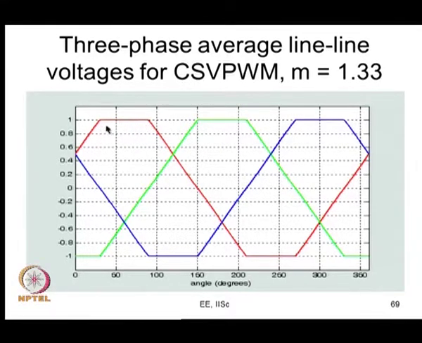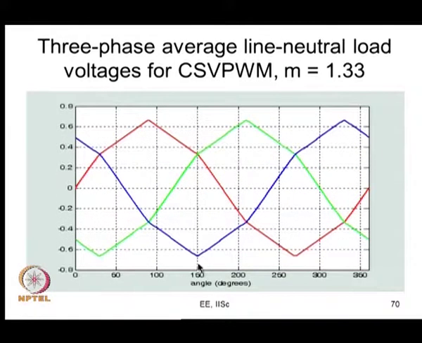So, here this means basically R and Y are both clamped concurrently here. This means that Y and B are both concurrently clamped here. This means both B and R are concurrently clamped in this interval. So, if you look at that, you can see that these are hexagonal waveforms. This is V alpha average and V beta average.